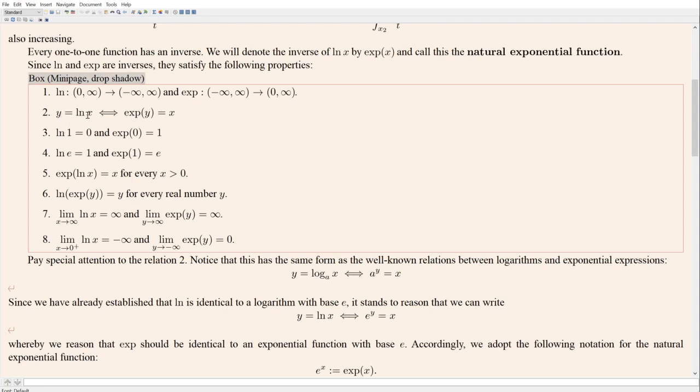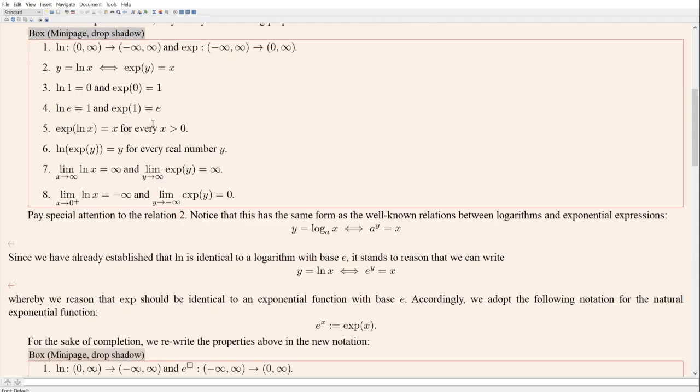If y equals ln of x, then exp of y equals x. This is literally what inverse functions are defined to satisfy. It's this relation here, or this duality. The natural log of 1 was 0. Well, if you pass that through this duality, that means the exponential of 0 is equal to 1. The natural log of e, Euler's number, is equal to 1. Well, that means the natural exponential at 1 has to equal e.